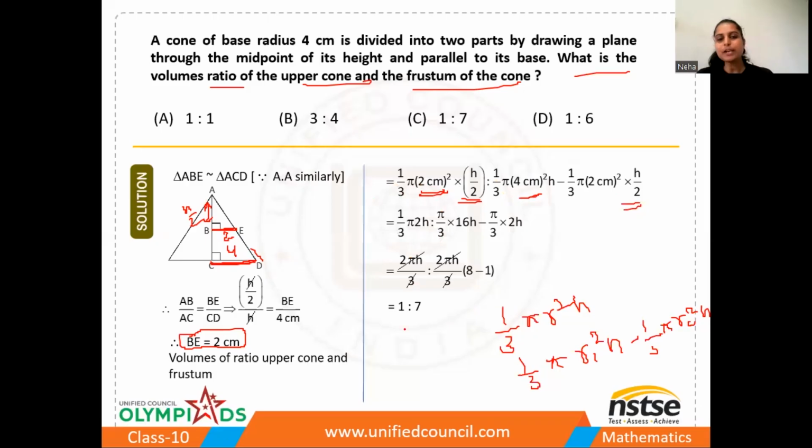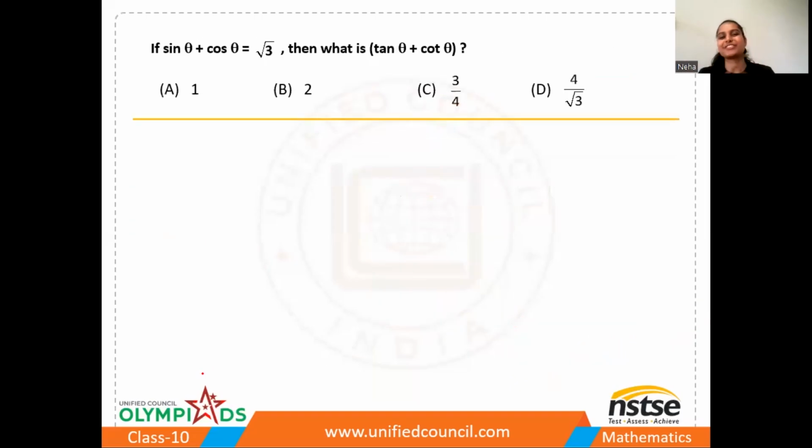All right. Now, some calculation is there, and you can easily find out the ratio, which is 1:7. That means yes, option C is the right answer for this question. Perfect. The question is done. All right. Now, let's move to the next question.